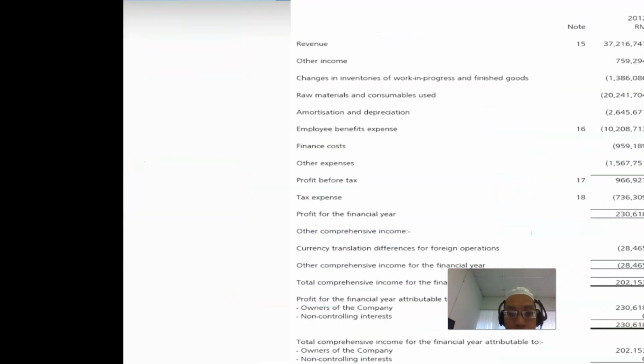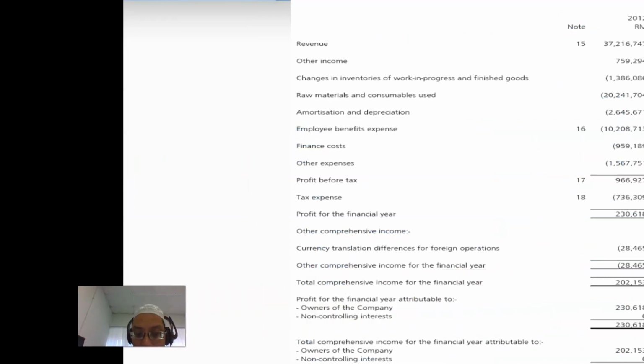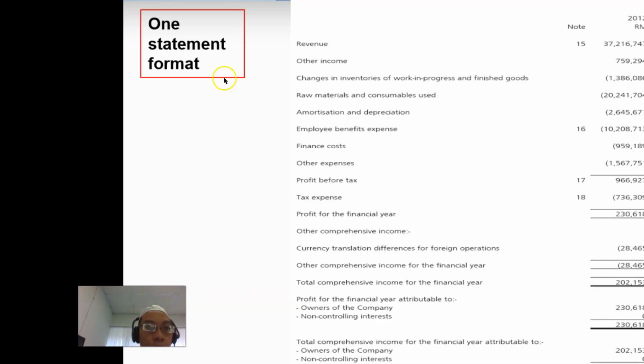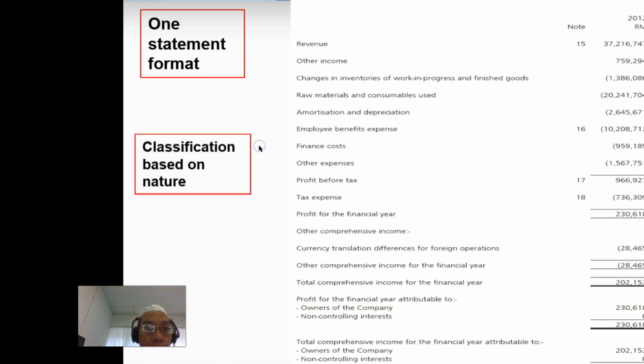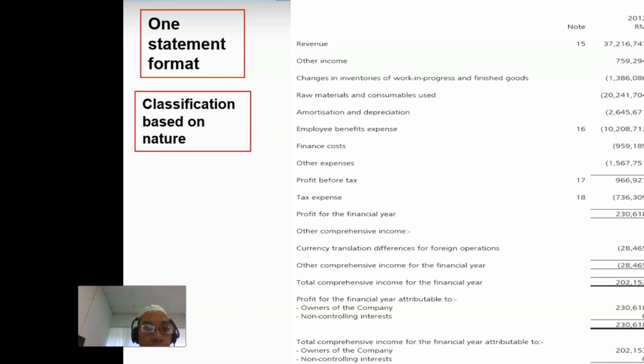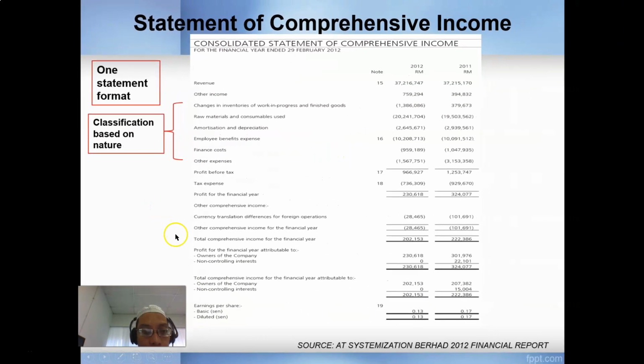This is another example. This is the income statement, or the statement of comprehensive income of AT Systemization Berhad. It is a one statement format, and for the expenses, they are classified based on the nature of the expenses. For example, amortization and depreciation expense, employee benefit expense, and other expenses.